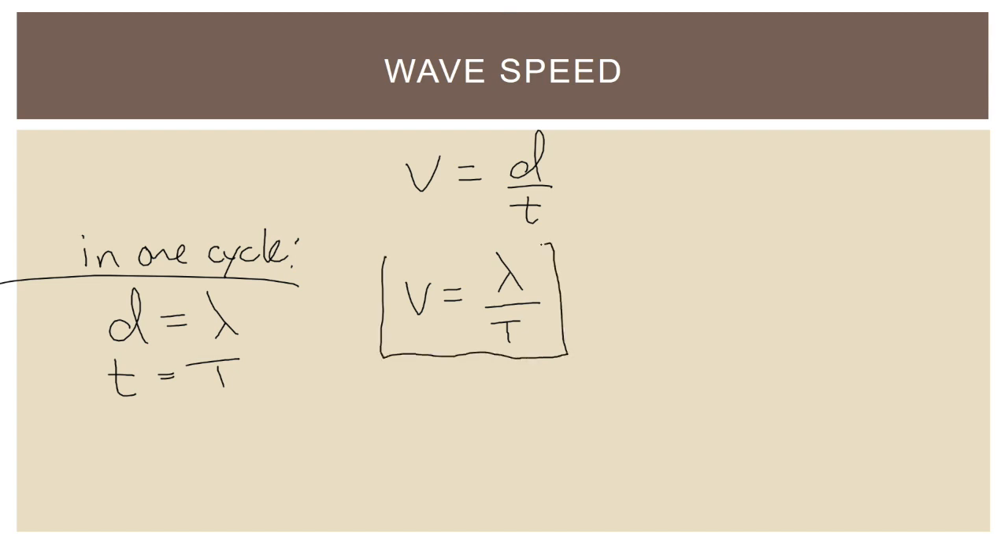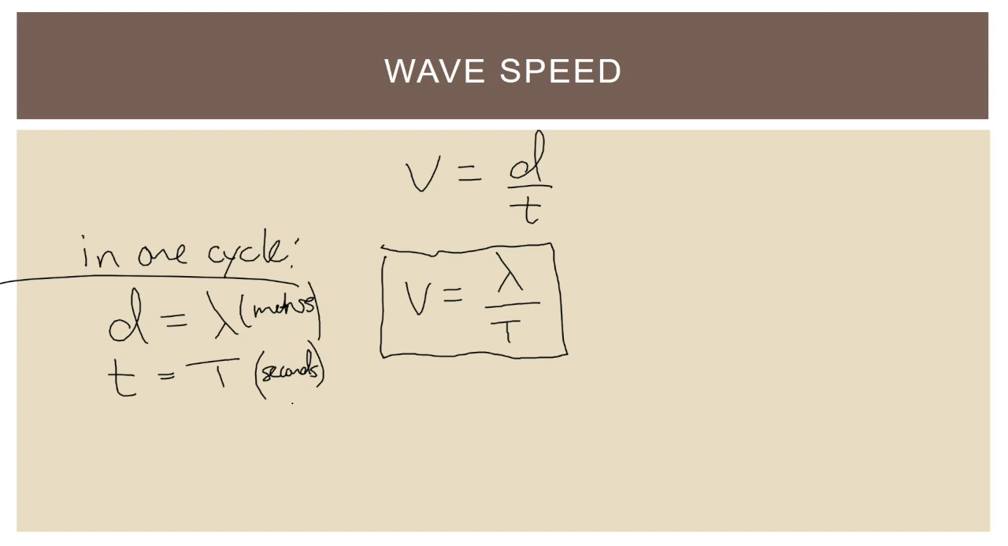And that now is an equation that both follows the form of the equation v equals d over t and is written in terms of characteristics of the wave. Furthermore, because wavelength is measured in meters and the period, which is the time it takes to complete one full cycle, is measured in seconds, notice that equation also is in units of meters per second. And that's pretty cool.